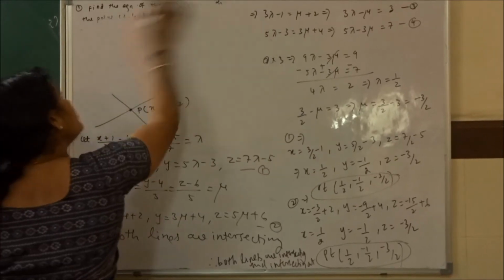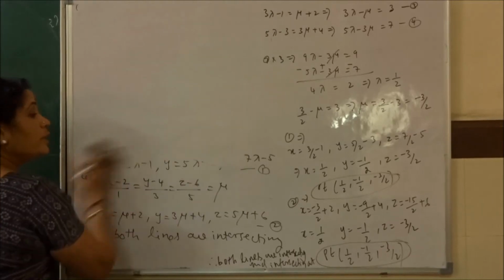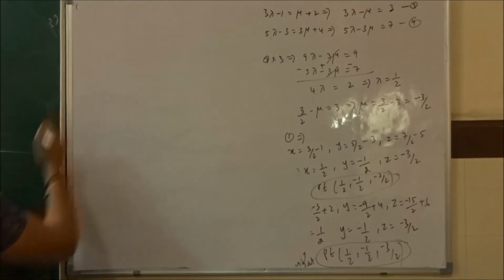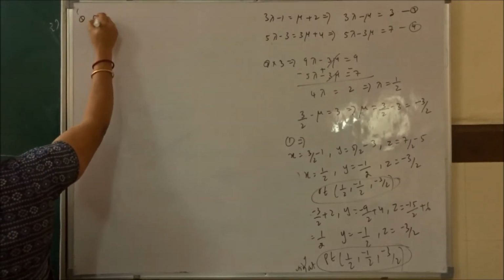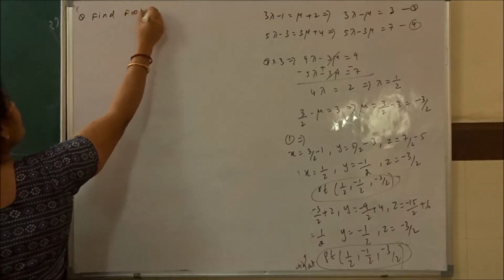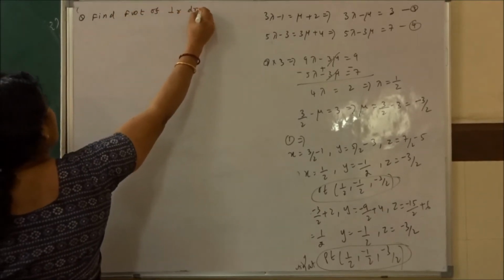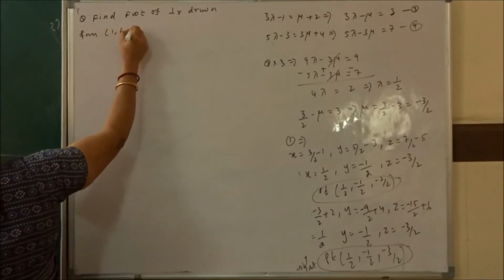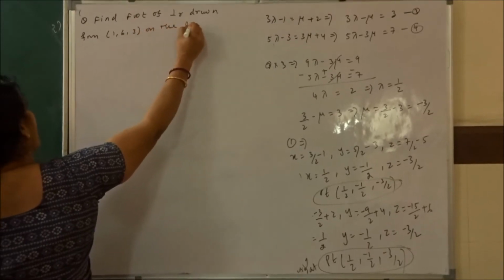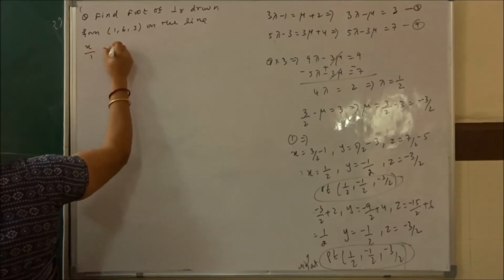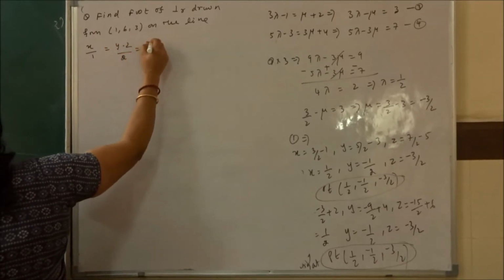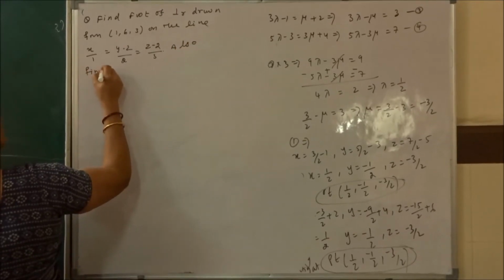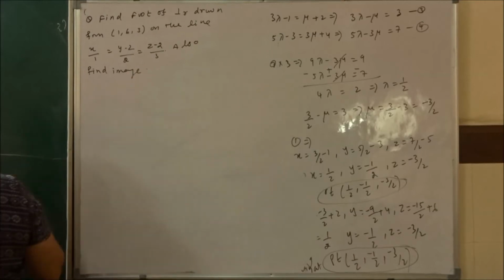Okay. Now let me take another most important question: how to find the image and foot of perpendicular. Let me write. Now see question number 3 I am taking. Find the foot of perpendicular drawn from (1, 6, 3) on the line x upon 1 equal to y minus 2 upon 2 equal to z minus 2 upon 3. Also find the image. This is one of the most important repeated questions.